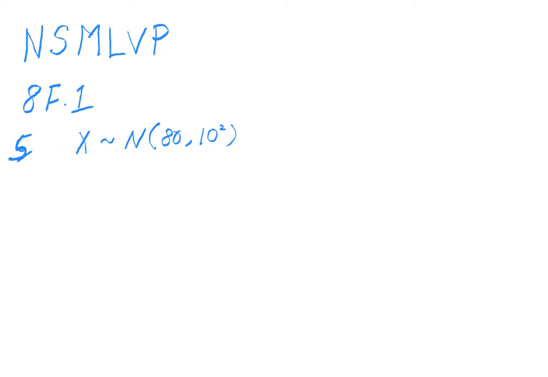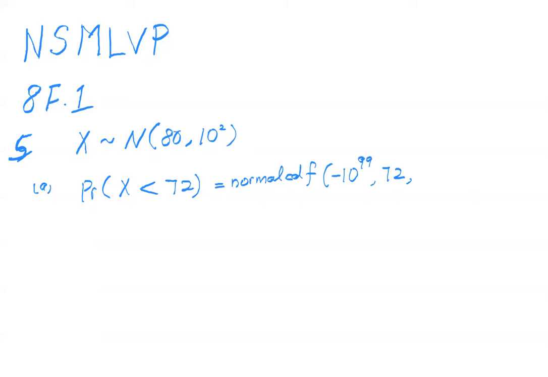Okay, so now for the first part A, they ask you to find the probability of X less than 72. So this one is okay, correct? You use normal CDF, negative 10 to the power 99, lower, 72, 80, and 10. Okay, so what do you get? What do you get, Kevin? 0.212. Okay, 0.212.